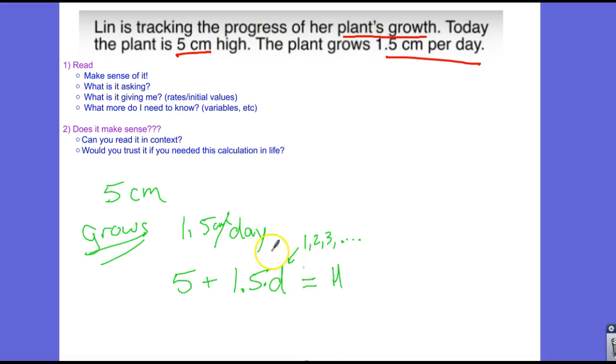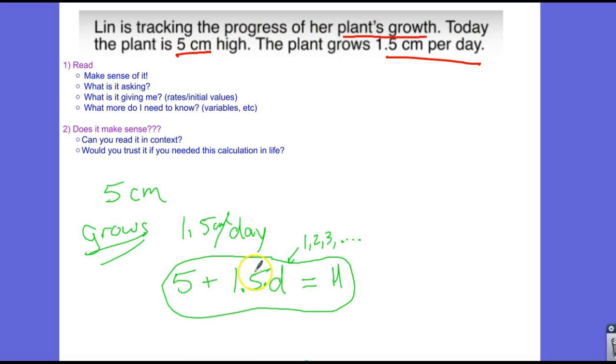The plant's height. Let's ask, does it make sense? Can you read it in context? The plant's height is 5 centimeters today plus 1.5 centimeters every day. So 1.5 times the number of days. Would you use this? Would you trust this calculation if you were tracking your plant's growth? I certainly would, because I can read it in context and it makes sense.